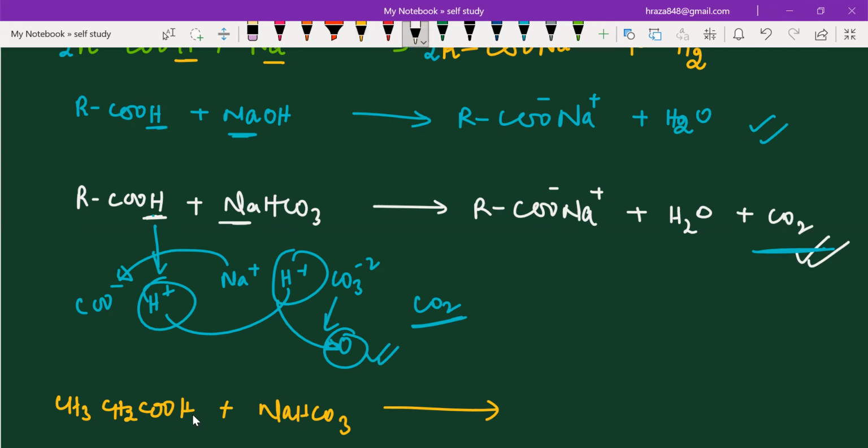So it's very easy, just replace this and you will get CH3, CH2, and then COO. This is the salt that you will get. Please do let me know when you are done with this. It's very easy. The chemical reaction of carboxylic acid is very easy.